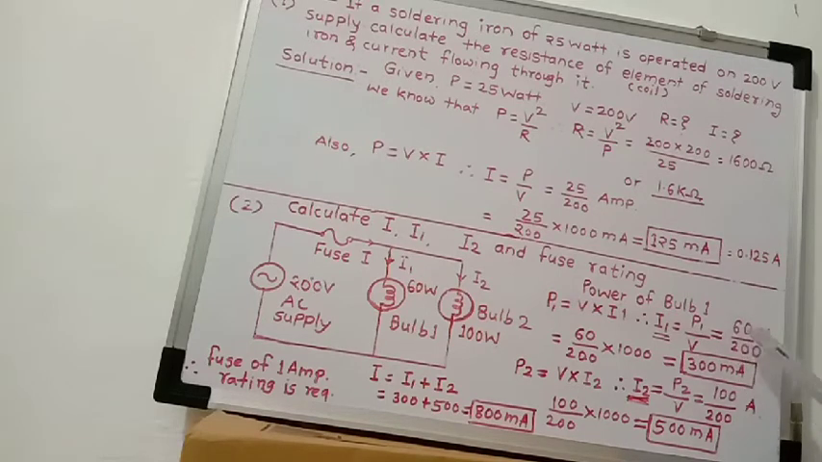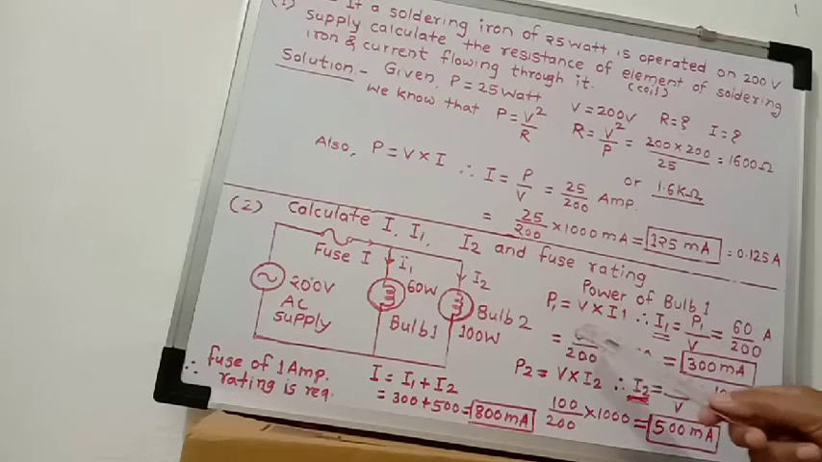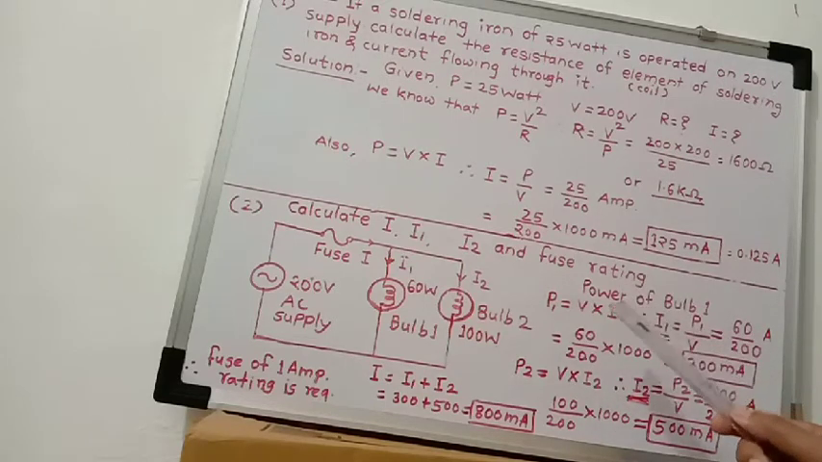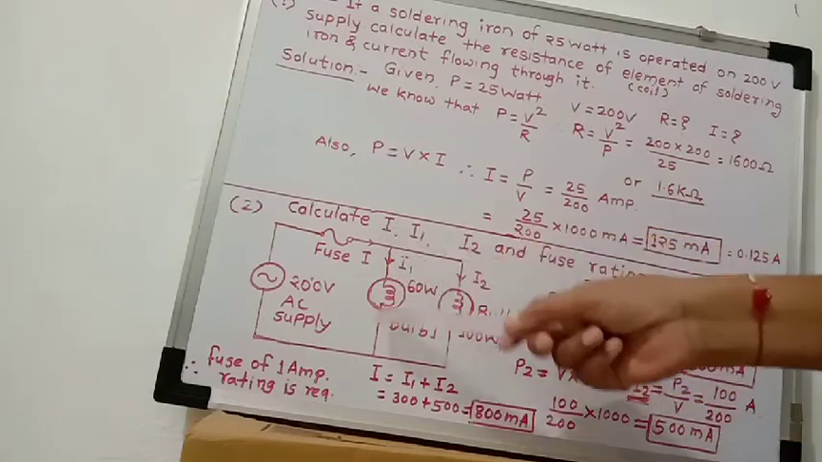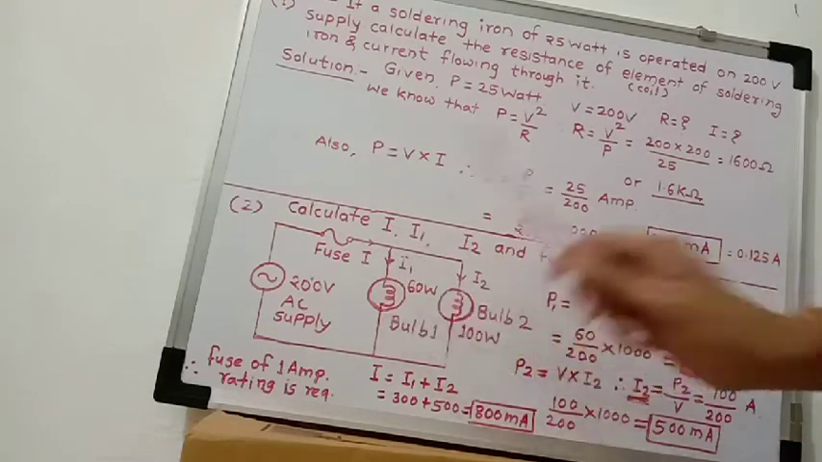This current will be in ampere. 60 divided by 200 ampere. Convert it into milliampere: 60 divided by 200 into 1000. 200 fives are 1000, and 60 fives are 300 milliampere. 300 milliampere means 0.3 ampere. So 300 milliampere current will pass through bulb 1.